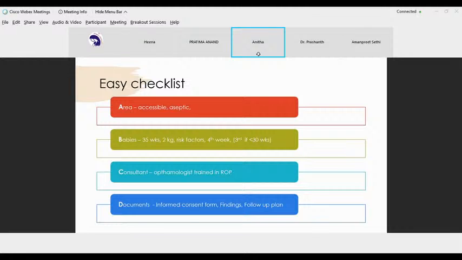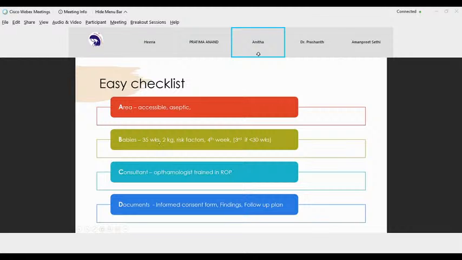So always we look out for an area where we have to do the screening. If we have discharged the baby before the ROP screening, it should be accessible to them, so that we can ask them to come to a designated area of the SNCU after discharge for the ROP screening. That has to be informed to them previously. And of course, it has to be sepsis free, and we have to take care of the hygiene of the babies there too.